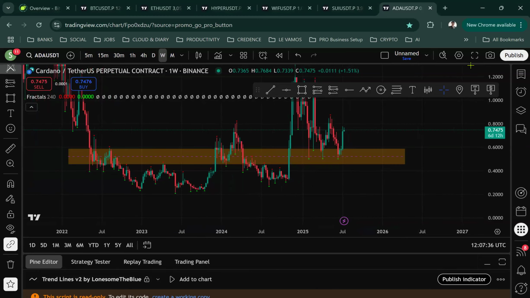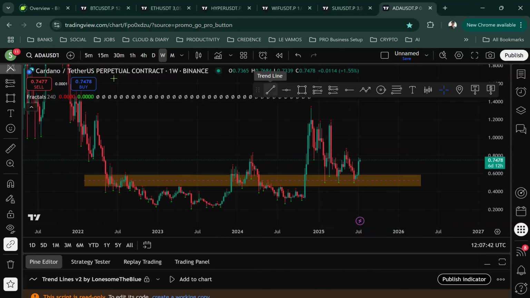So this first I identified in the weekly chart. Now this is the key level I identified. Now I'm just going to the 4 hours chart to identify the further key levels.